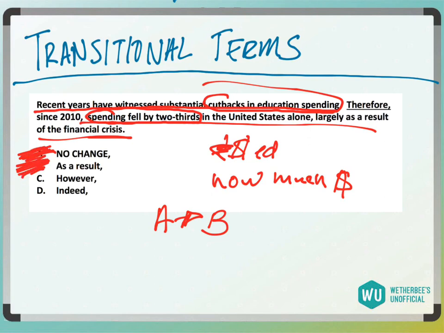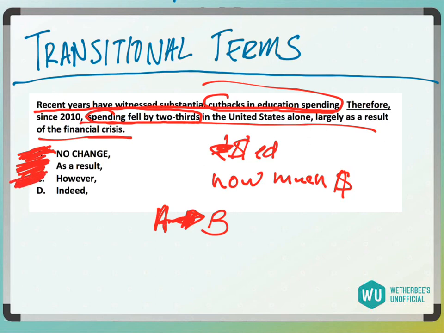Now, we wouldn't want to use however, because however would be like, even though A, B exists, or B happened. So C is reversing the logic of it, but they agree with one another. It's like there's a decrease in education funding, and then it specifically tells you how much that money has decreased by. So I'd get rid of C.